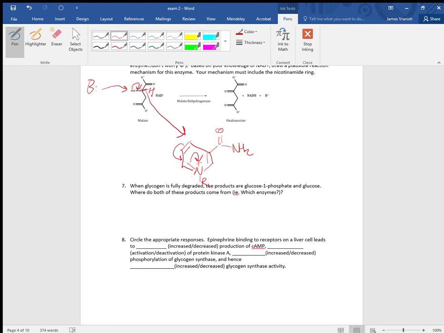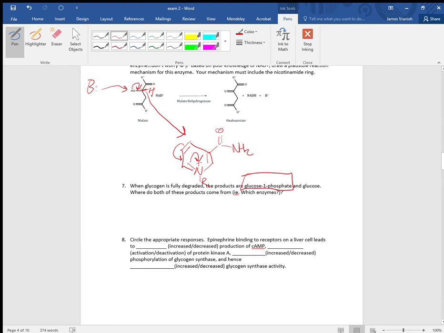All right, number 7 then. When glycogen is fully degraded, the products are glucose 1-phosphate and glucose. Where do both products come from? Can somebody help me out with that? Remember, the first one should be fairly easy, hopefully. Glucose 1-phosphate comes from which enzyme? Glycogen phosphorylase, right? That's our main enzyme that breaks down glycogen. So it produces glucose 1-phosphate as a product.